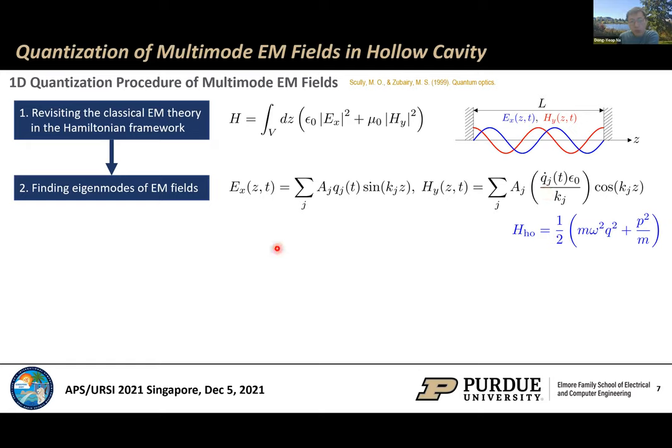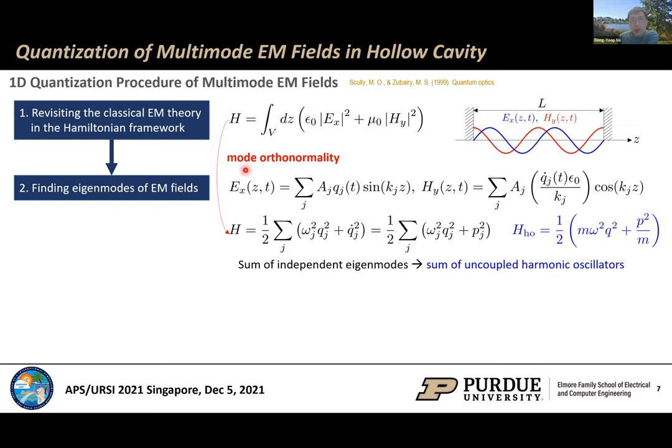To do this, we first expand the field in terms of eigenmodes. Since the eigenmodes of this cavity are trigonometric functions, we can write the field in this form. By using mode orthonormality, the volume integral can be rewritten as a single summation with respect to Q, where Q is the modal amplitude of eigenmode j, and j is the index of the eigenmode of this system. You can see that there is a homomorphism between these two expressions.